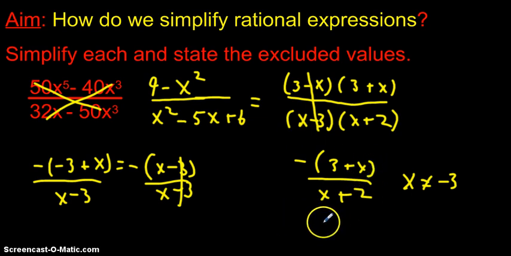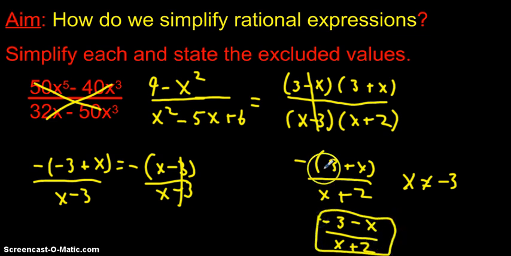So our final answer should be negative 3 minus x over x plus 2. Oh, excuse me. I made the same mistake. When x is not equal to negative 3. Alright, so it has an excluded value, and it had to be simplified. One last example.